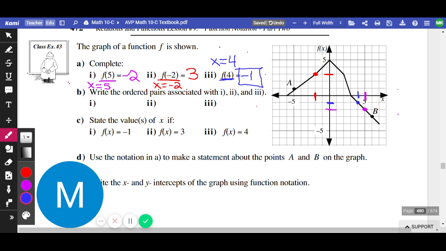We're going to try C now. C is giving you outputs instead of inputs. Right? They've switched where they're putting their number. Their number is no longer inside the brackets on function notation. It's outside the brackets. So when you see something like this, they're asking you to do y equals negative 1.